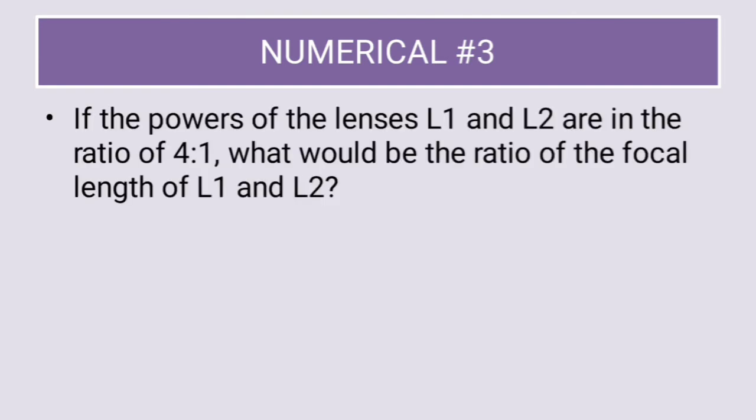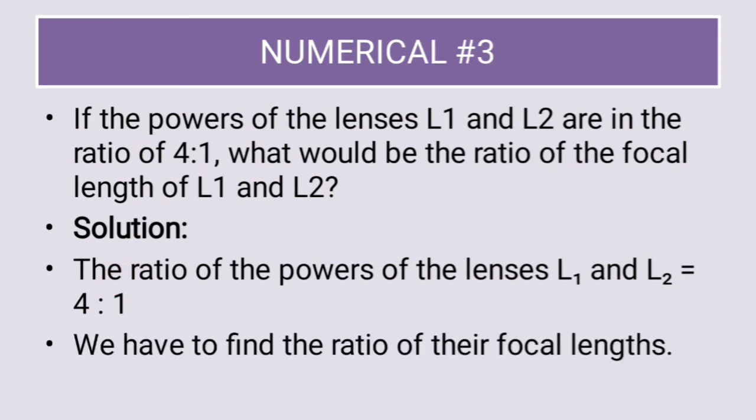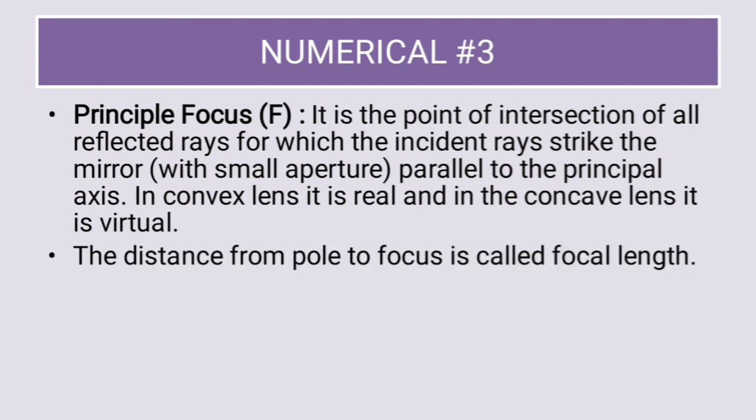Then numerical number 3 is, if the powers of the lenses L1 and L2 are in the ratio 4:1, power is given. What we have to find here? Ratio of the focal lengths. So for the power of the lens, you have to write down 4:1, and we have to find the ratio of focal lengths. Now as we all know, what is focus? The concept should be clear, that's why I have written it again. It is the point of intersection of all the reflected rays for which incident rays strike the mirror parallel to the principal axis. The distance from pole to focus is the focal length.